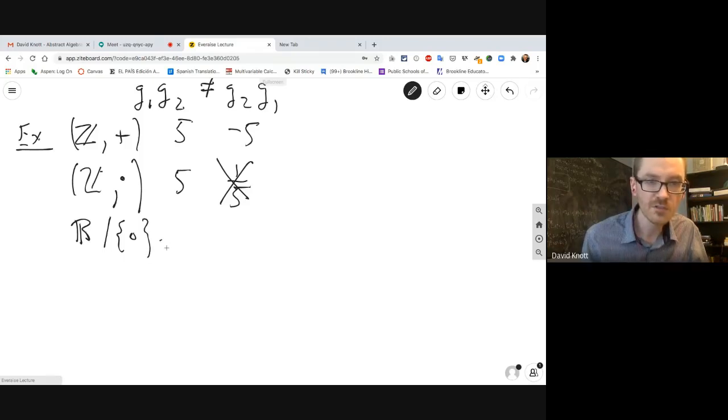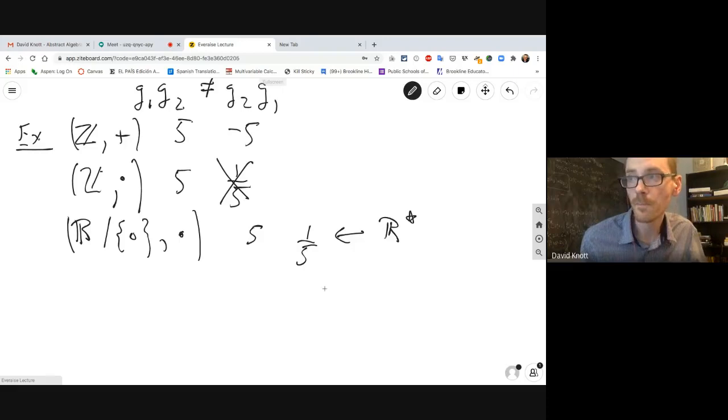This thing is a group under multiplication, right? If you take the real numbers and you just get rid of 0 and consider that set under multiplication, that actually is a group. Everything does have an inverse. Like the inverse of 5 in here is 1/5, and that is an element of R. So this guy actually is a group. Sometimes this thing is called R with a little asterisk, like R star. It's the non-zero real numbers under multiplication.